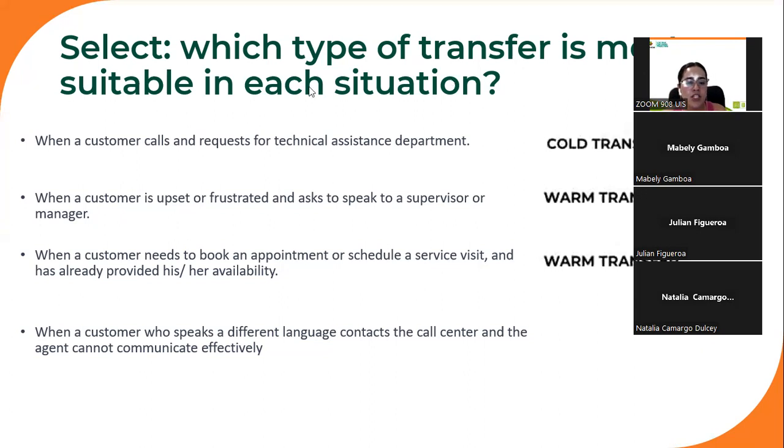And the last one, when the customer speaks a different language, contacts the call center and the agent cannot communicate effectively. I think it's a cold transfer. Yes, in this case this one could be a cold transfer. You don't understand, so simply say to the customer, okay, I'm going to connect you to the line who can help you in your language, and then you connect them directly. In this case, there won't be any need for a warm transfer, okay? All right, guys, good. So that's the end of our practice of warm and cold transfer.